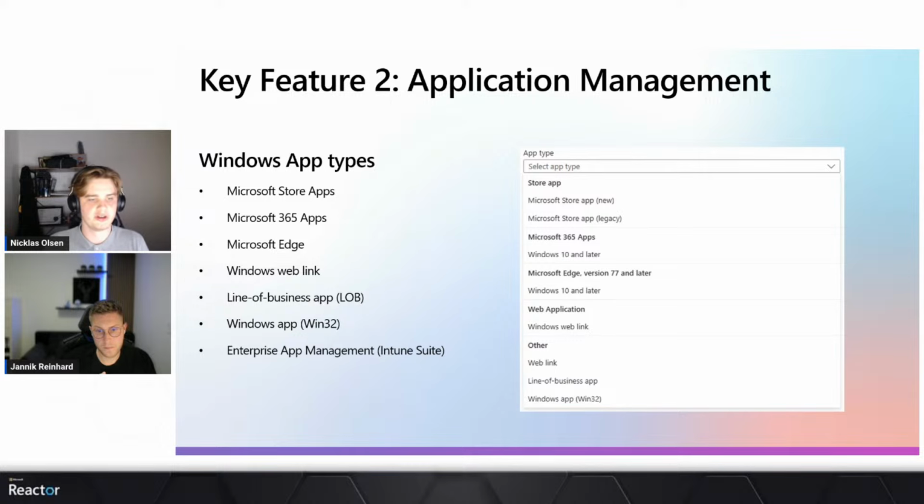And then we have the Windows app, Win32 in short, that contains all different kinds of file types that you can deploy. If you have dependencies on a specific app that you would like to deploy together with your application, that's also possible. And lastly, as I mentioned before, Enterprise App Management is available in the Intune suite. So if you have that license, you can deploy apps directly from that catalog as well. That's also another benefit of using the Intune suite license.